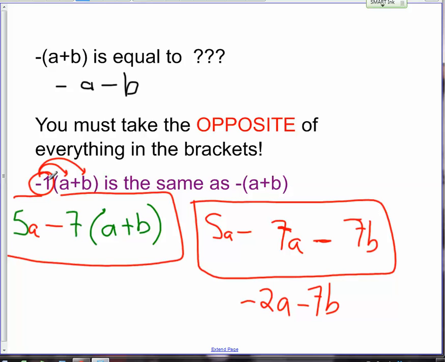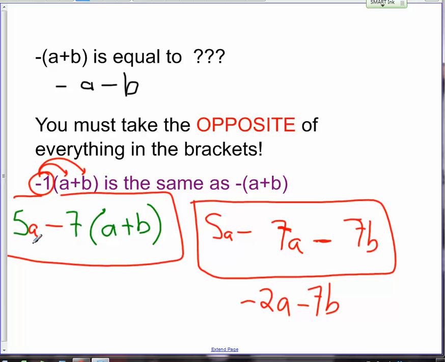And then I was just showing you really that the opposite of everything in brackets is the same as multiplying everything in brackets by a -1. -1 times a is -1a, and -1 times b is -1b, which is the same thing as -a minus b.